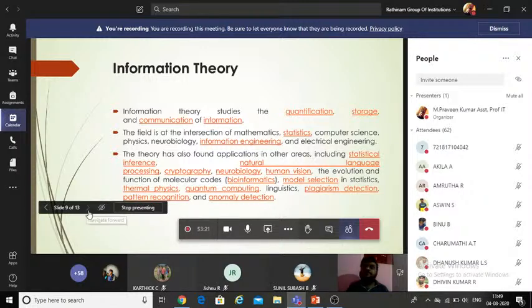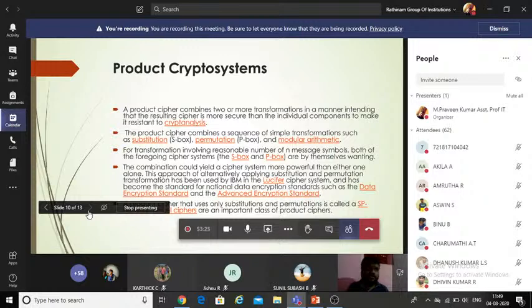Okay. And what do you mean by product crypto systems? We have already said that for encryption and key generation, mathematics plays an important role. In that mathematics, number theory concepts play a very important role. In number theory, we can take substitution, permutation, modular arithmetic. Substitution and permutation will be used in DES and AES, that is, Data Encryption Standard and Advanced Encryption Standard, which will be in our second unit. Okay, so this is known as product crypto systems.